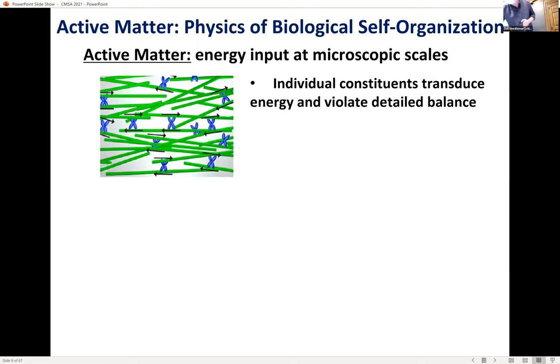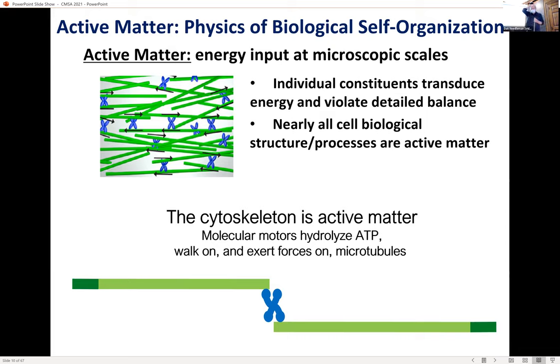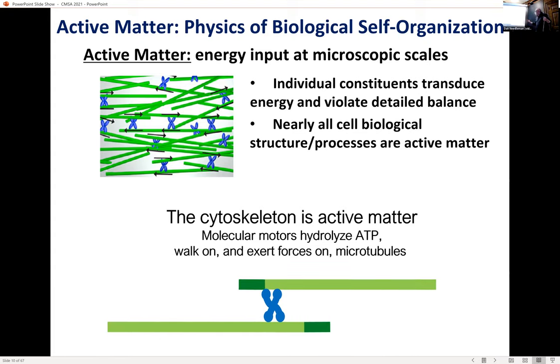All right, so nearly all cell biological structures and processes are examples of active matter from that perspective. In particular, the cytoskeleton is active matter. One way that happens is that you have molecular motors which hydrolyze ATP, and by hydrolyzing ATP, they're able to walk on microtubules and exert forces on them. For example, molecular motors can slide two microtubules apart from each other. And if you have a collection of these, you can get very interesting behaviors.